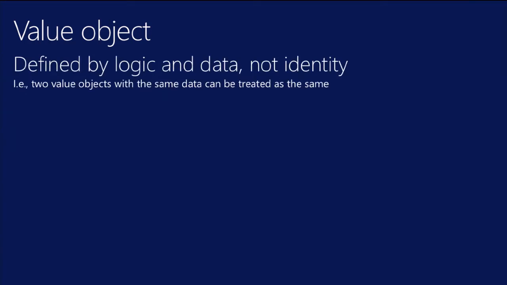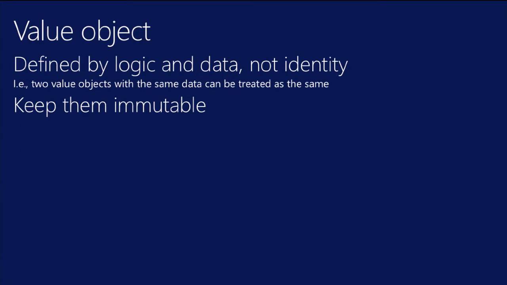So what is a value object then? Well, a value object is something that doesn't have an identity. It's an object that is defined by logic and data, which means that if you have two objects and they have the same data, they can be treated as if they were the same. There's no way to distinguish between them because they are the same. And this is actually a great thing.